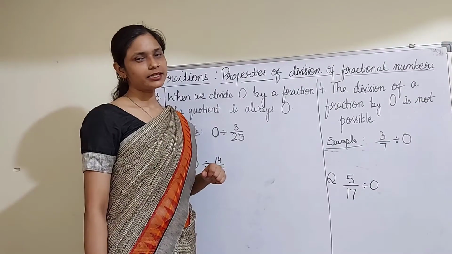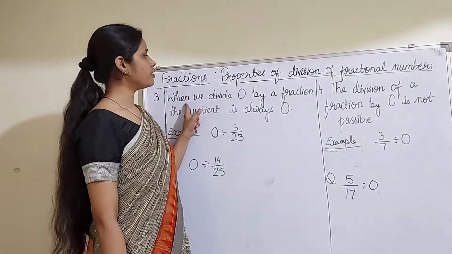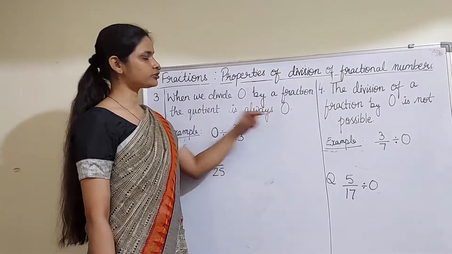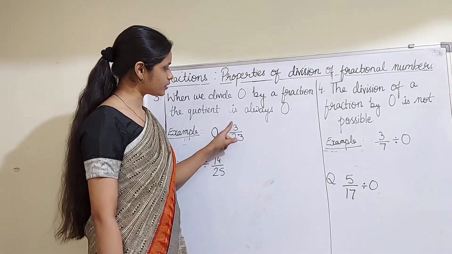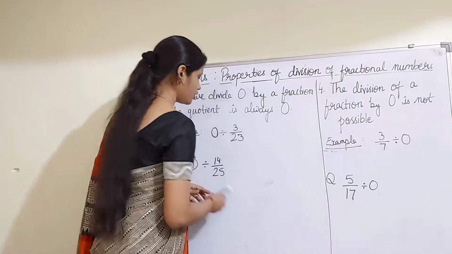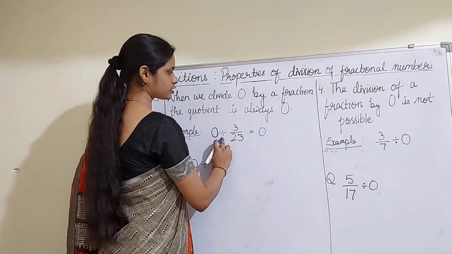Now let us understand the next property of division of fractional numbers that says when we divide 0 by a fraction, the quotient is always 0. Let us understand this through an example. Here 0 divided by 3 upon 23. Let us solve this. So we will proceed, 0, then this is the sign of division.